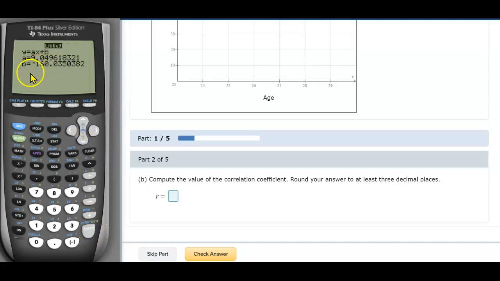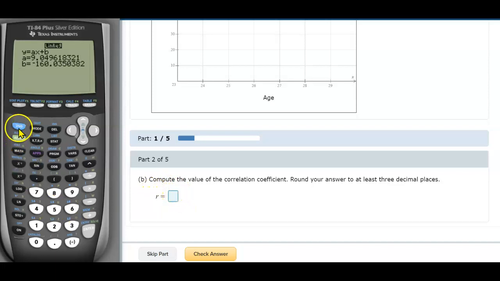Okay, as you can see here, I get the A, I get the B. However, I did not get the R, what I want, right? The coefficient of correlation. And that is because the calculator by default does not have the diagnostic for the R turned on. So I have to go every time and turn it on, just in case it is not on the calculator. So how can you do this?